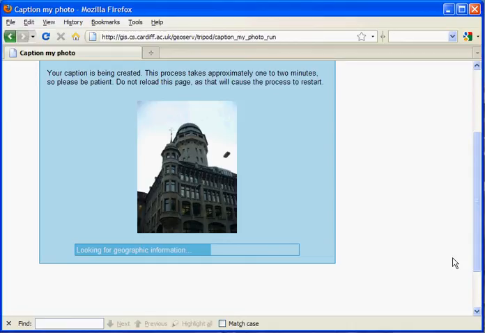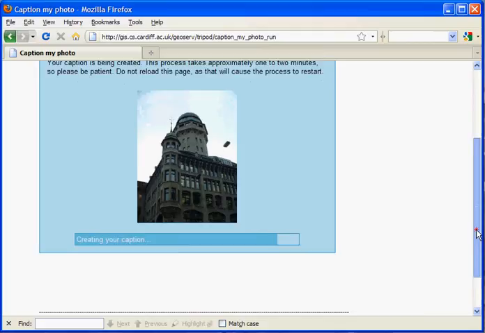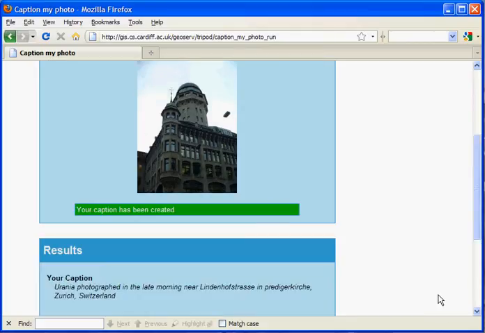Obviously, another reason for choosing this image is that it's an urban image. A lot of the other images that we have demonstrated in these videos are for rural areas. Okay, and here comes the caption.